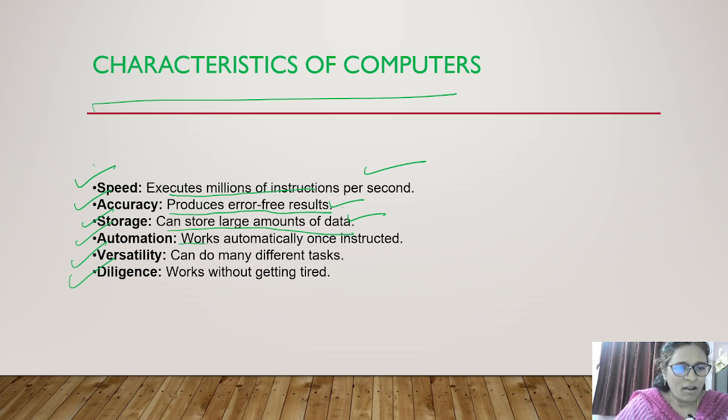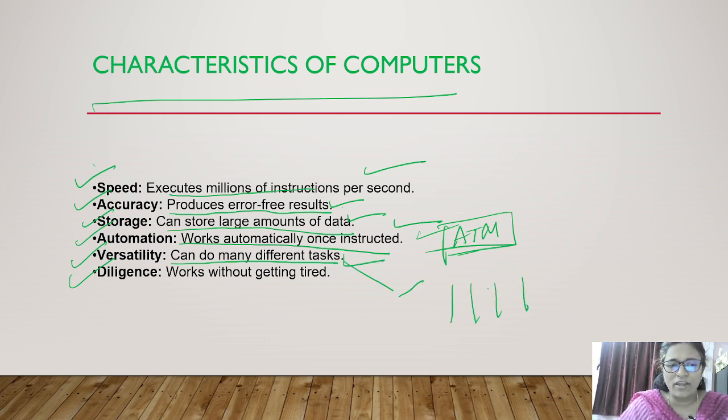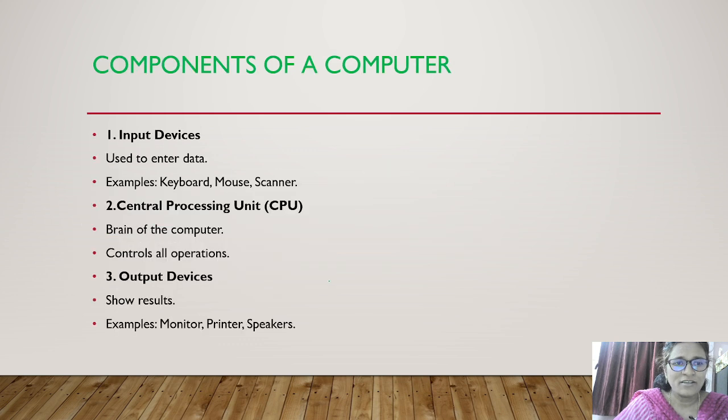Automation: works automatically once instructed. For example, an ATM machine is automation, right? Once we have fed the instruction, it will work automatically. Versatility means it can do different tasks. A computer can perform multiple tasks at a single point of time. Diligence: works without getting tired. Human beings will get tired, but a computer will not get tired, right?